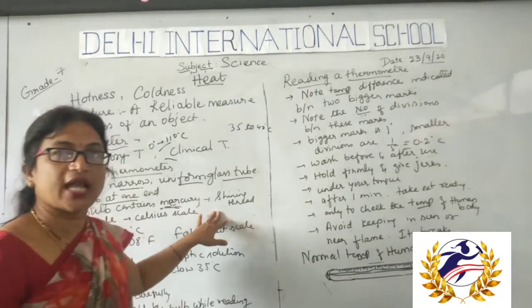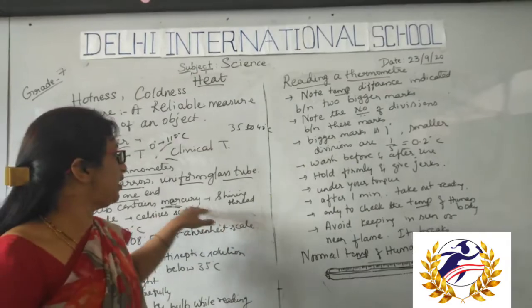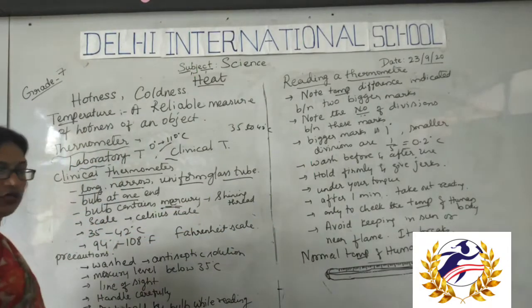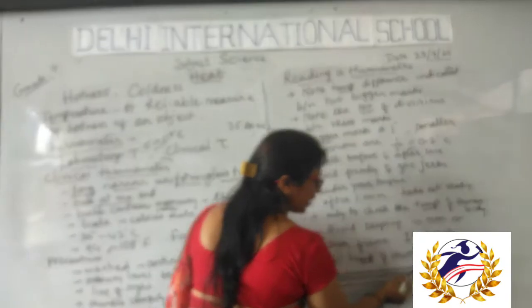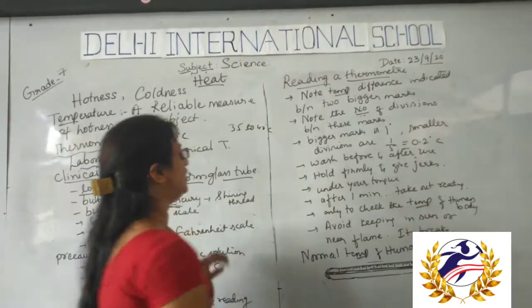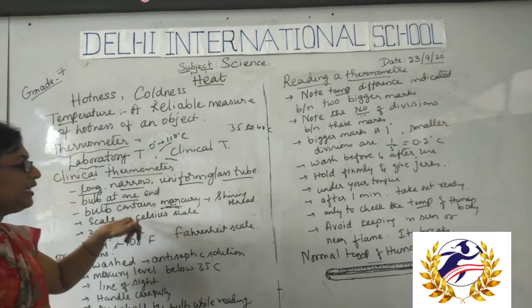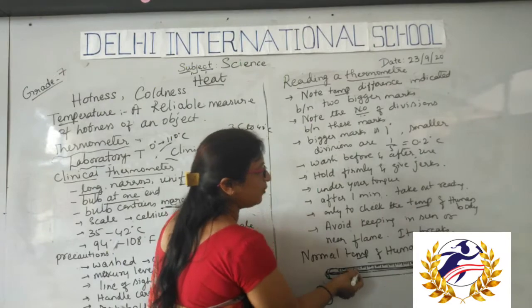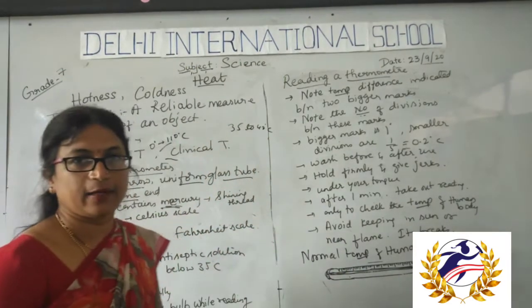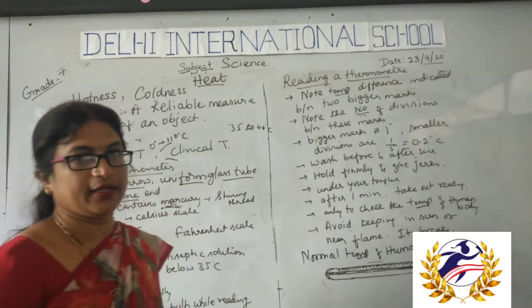Mercury is a shining liquid metal, the only liquid metal, which looks like a thread inside your thermometer. And it has a scale measurement. That is the Celsius scale on one side and the Fahrenheit scale on the other side.